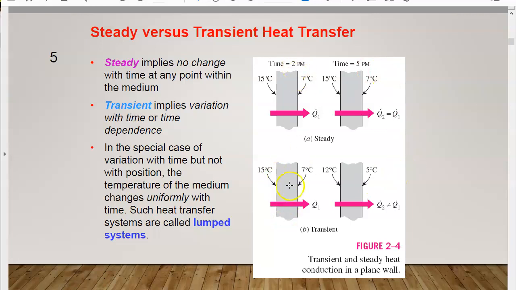But if at 2 p.m. it is 15 degrees Celsius, then it changes to 12 degrees Celsius, and 7 changes to 5 degrees Celsius because something else happens, we call it transient heat transfer, because it is time dependent. Maybe at 2 p.m. the sun is very hot, and at 5 p.m. the sun is already going over the mountain, perhaps. So the light intensity is reduced.